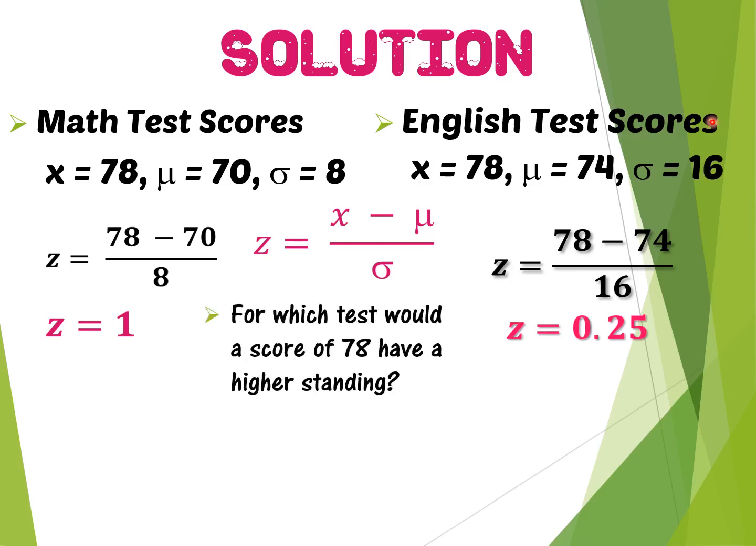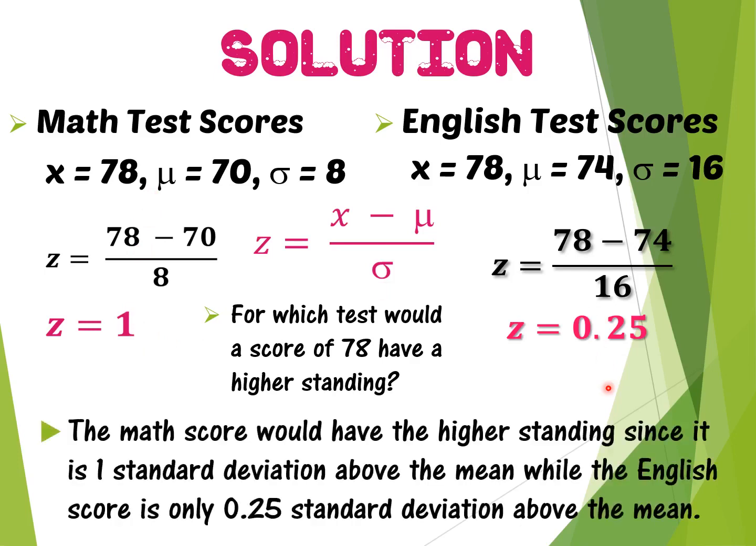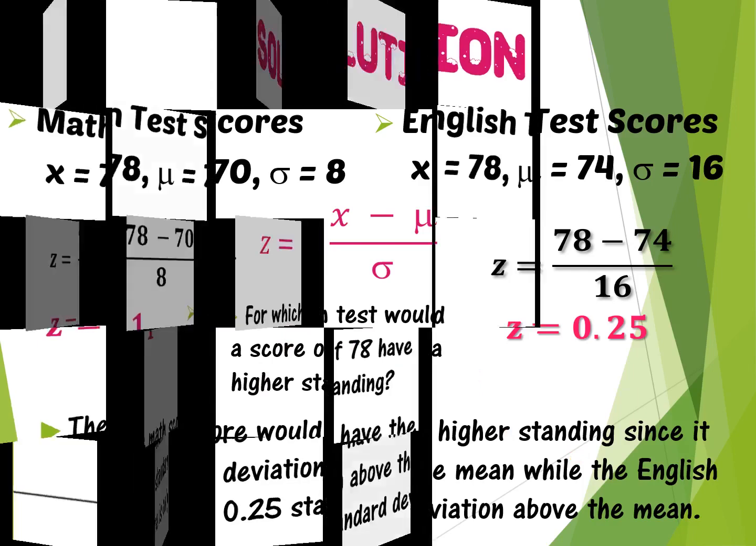But the question is, for which test would the score of 78 have a higher standing? If you notice, both scores have a positive z value, so they are above the mean. But since the math test has a z value of 1 and the English test is only 0.25, we can conclude that the math score has a higher standing compared to the English test, since they are both positive.